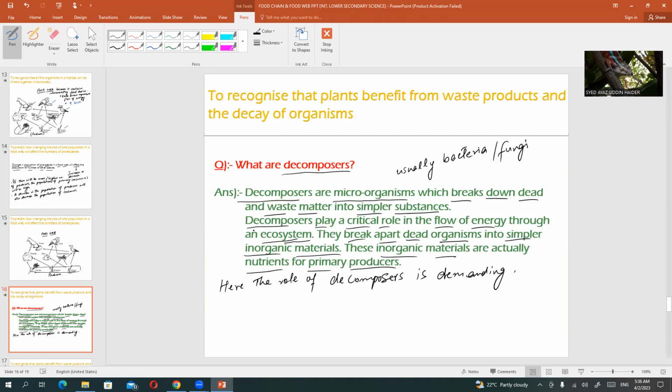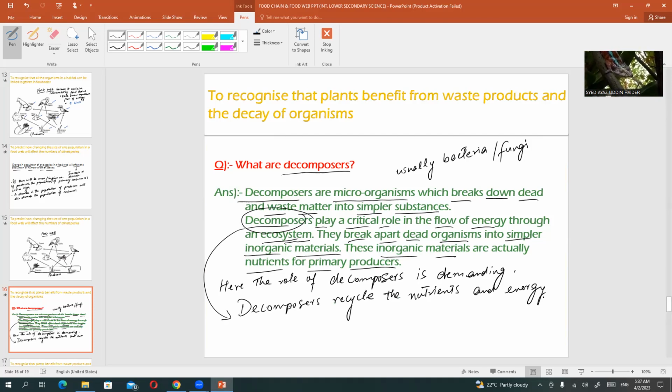So decomposers recycle the nutrients. You can also write energy: recycle nutrients and energy in the ecosystem, which means that decomposers are very important.